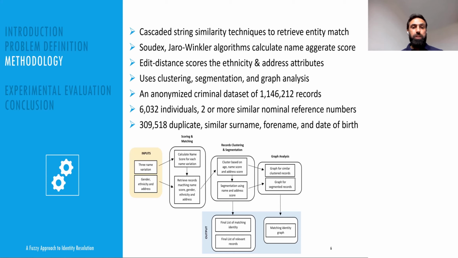In the methodology, the similarity techniques have been used in a cascaded manner to generate the score of the name. Soundex and Jaro-Winkler algorithms were used to do the scoring, and then these two scores of Soundex and Jaro-Winkler were added to generate the aggregated score. The other attributes like ethnicity and address were scored using edit distance. And then a clustering technique was used to group the similar records. Then a segmentation process was applied to extract the similar records from the clusters and then do the graph analysis.